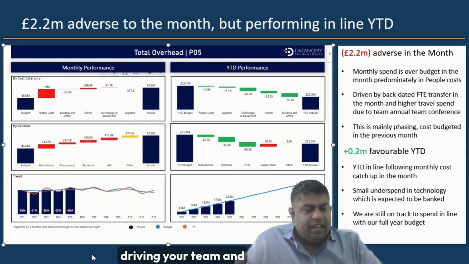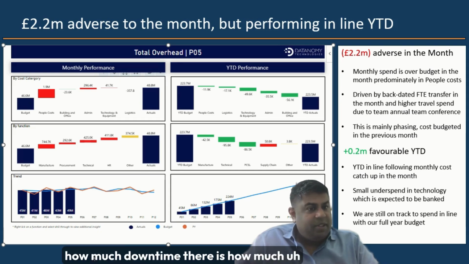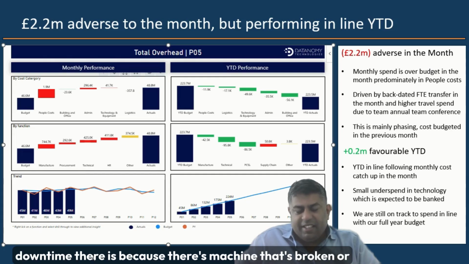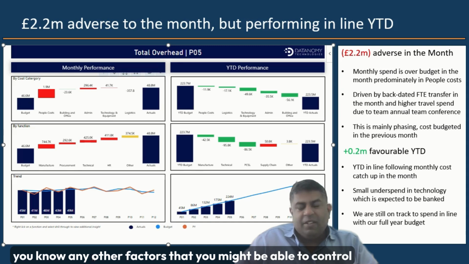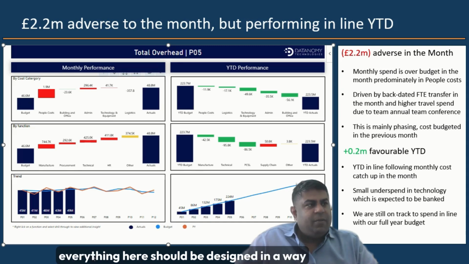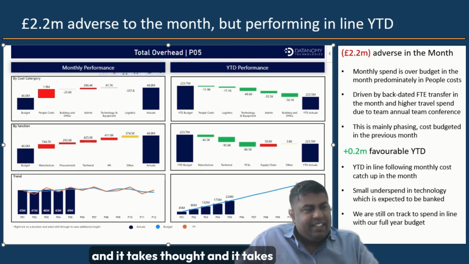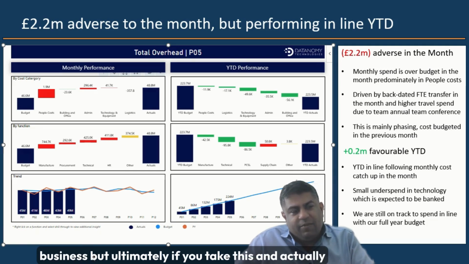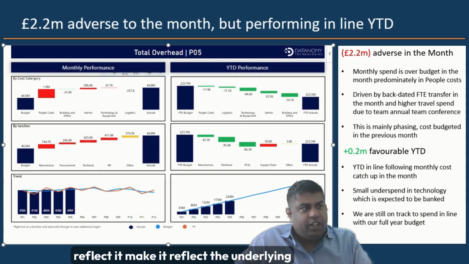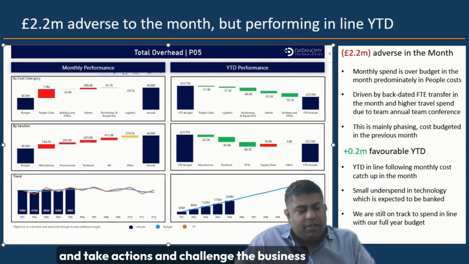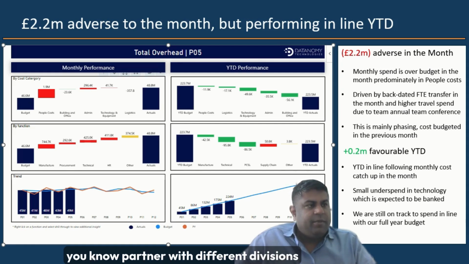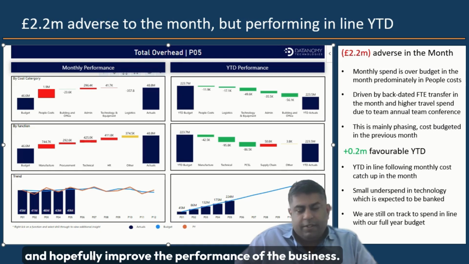Driving your team, and how much downtime there is, how much downtime there is because there's a machine that's broken, or there's not enough work on, or any other factors that you might be able to control and make decision points around. Everything here should be designed in a way, and it takes thought, and it takes insight, and it takes understanding the business. But ultimately, if you make this reflect the underlying drivers in the business, your finance teams should be able to go out and take actions and change the business, partner with different divisions and really get some new insights out, and hopefully improve the performance of the business.